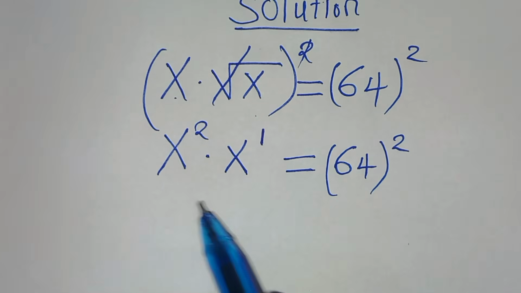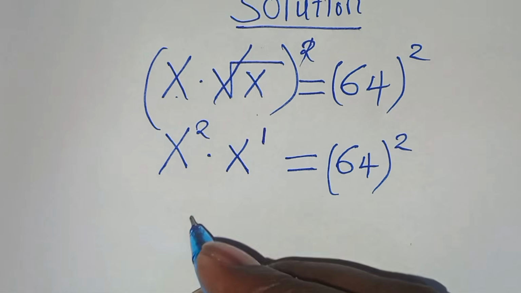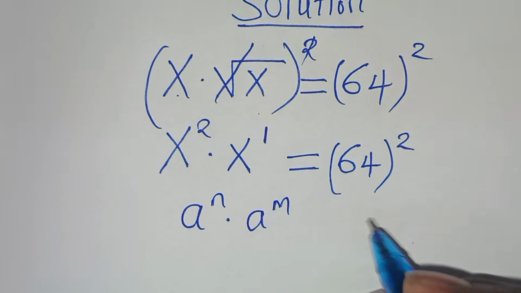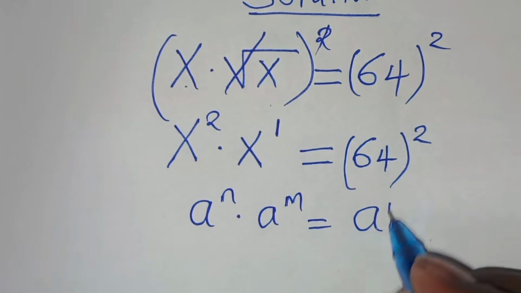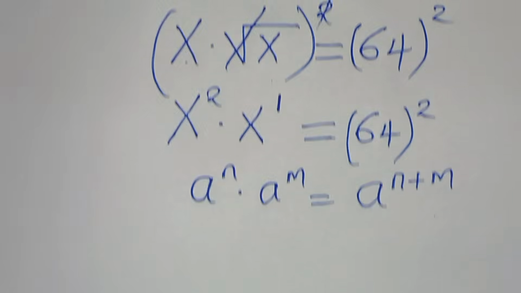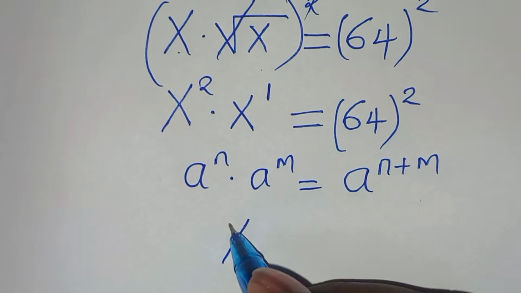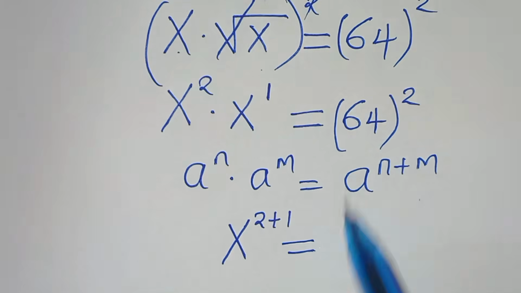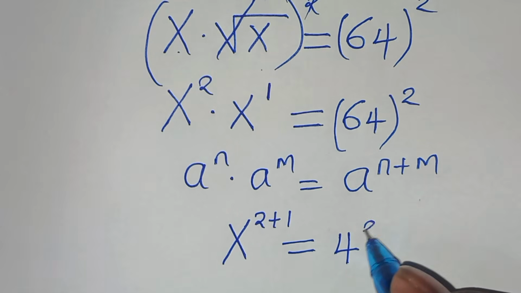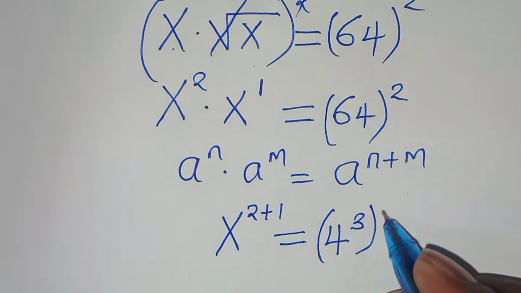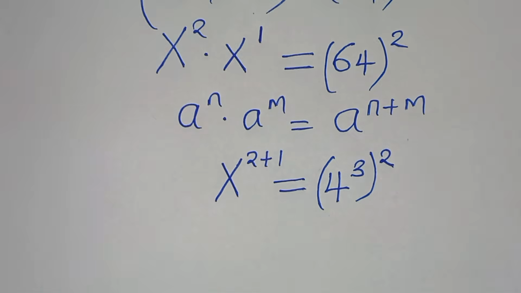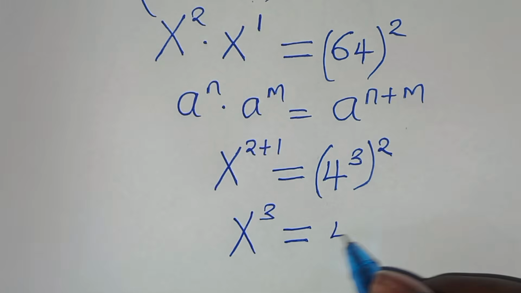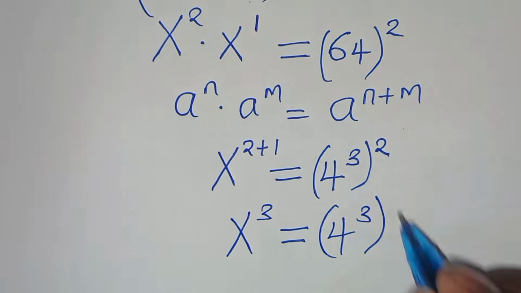Now we have x to the power of 2 times x to the power of 1. This is in the form of a to the power of n times a to the power of m, which we can express as a to the power of n plus m. So this means that we have x raised to the power of 2 plus 1. This is equal to 64, which is 4 to the power of 3, then raised to the power of 2. So this is x to the power of 3 equals 4 to the power of 3, then raised to the power of 2.